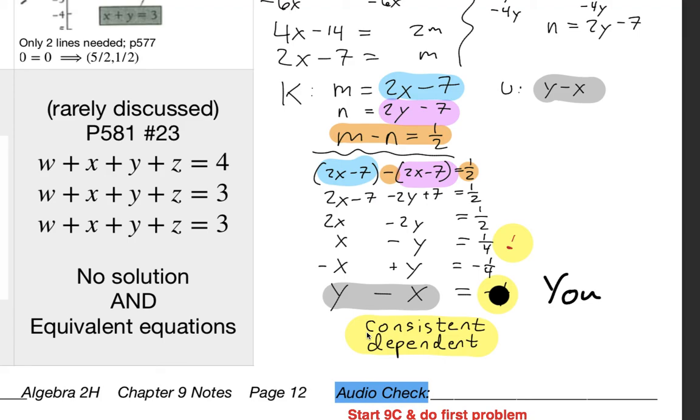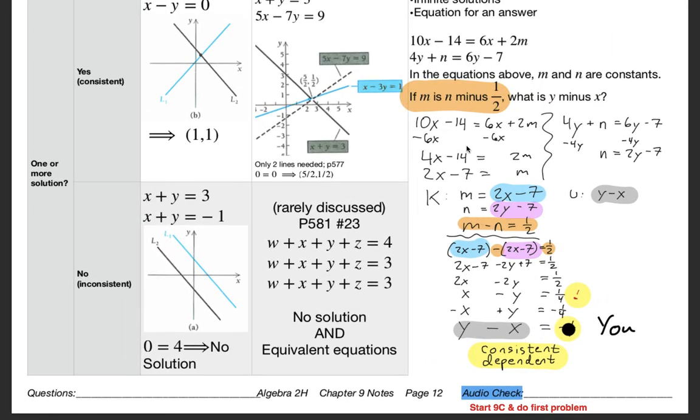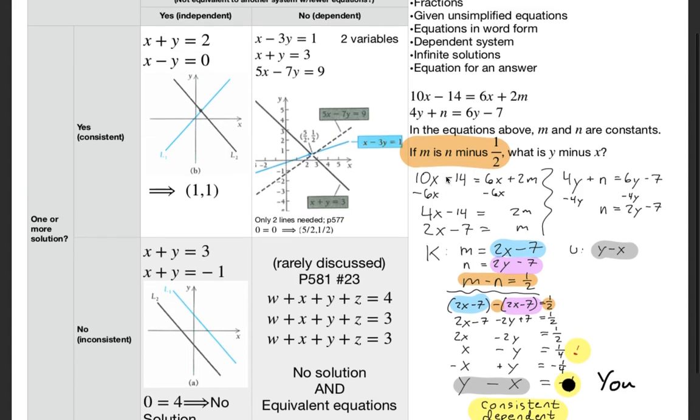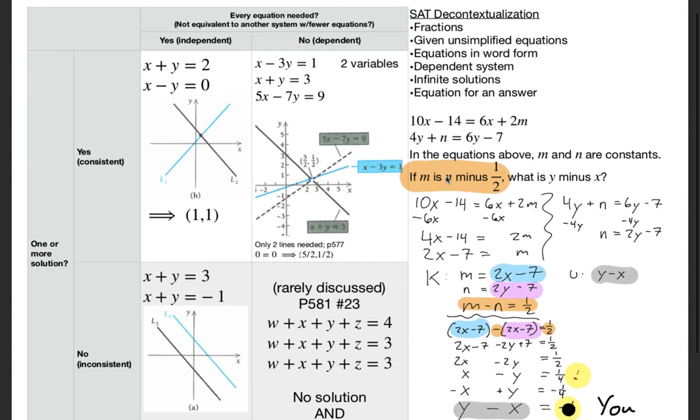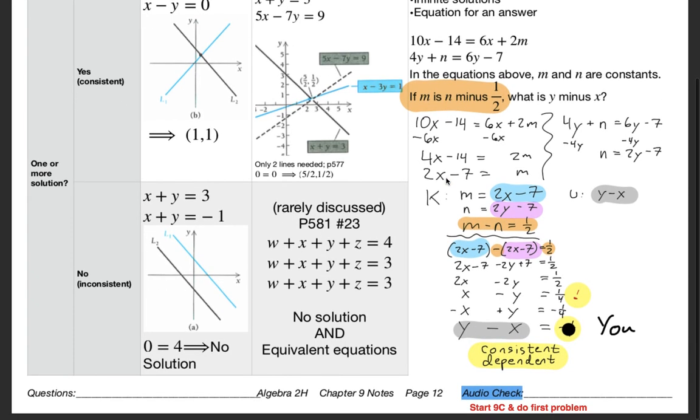And there it is. So I would just want to remind you that this is consistent and dependent. And I've seen things like, if they're testing on vocabulary, which they rarely do, they could say, which of these statements is true? Does it have one or more solutions? Is every equation needed? And that would be part of your multiple choice.